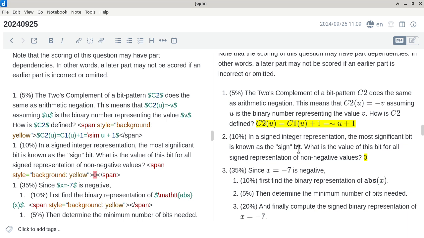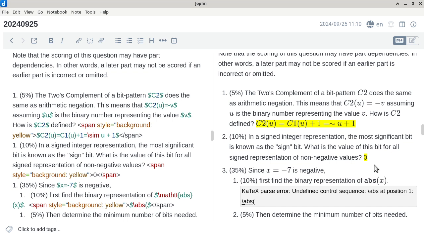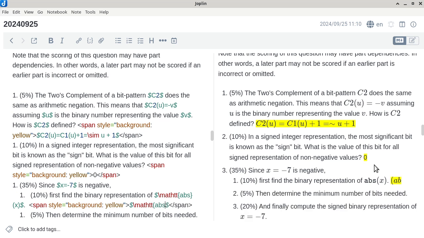All right. So moving on to the next question. This one is asking, since x is negative 7 is negative, find the binary representation of the absolute value of x. So the answer to this question is, I'll give you the long version. Okay, so the absolute value, it doesn't like that. So it's math, TT, ABS. It just doesn't know what ABS is, basically.